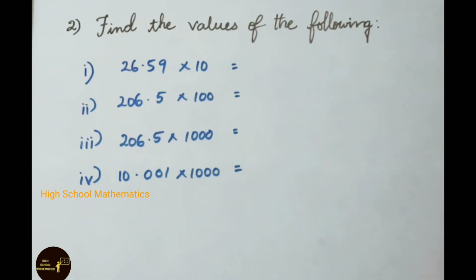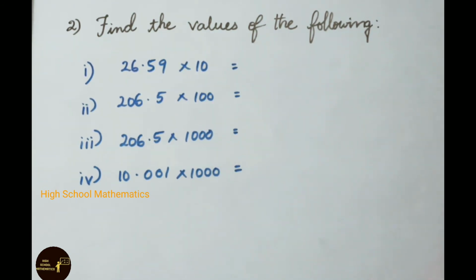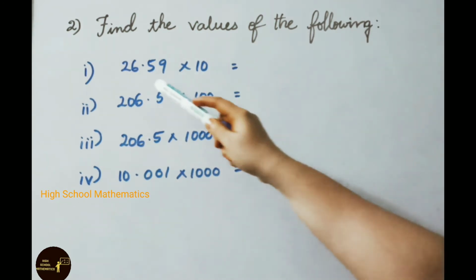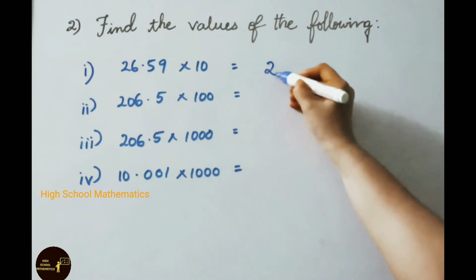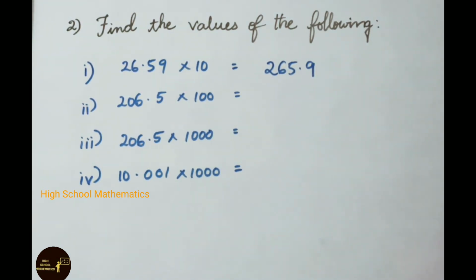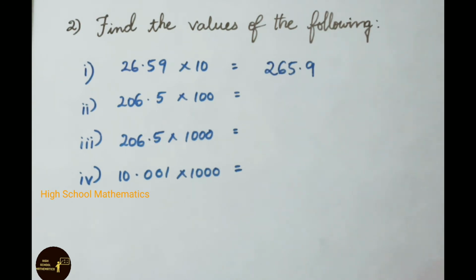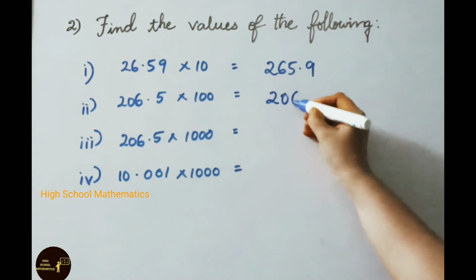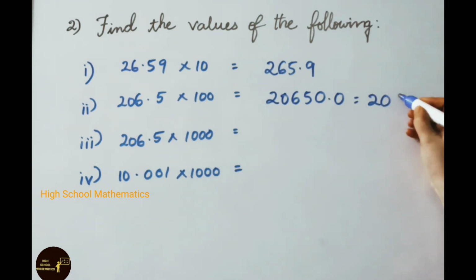See now second sum. Find the values of the following. See the first one, 26.59 multiplied by 10. So multiplying by 10 means we have to shift one decimal point towards right side. So the answer is 265.9. See second one, 206.5 multiplied by 100. Multiplying by 100 means we have to shift the decimal point 2 places towards right side. So the answer will be 20650.0. That equals 20,650 is the answer.